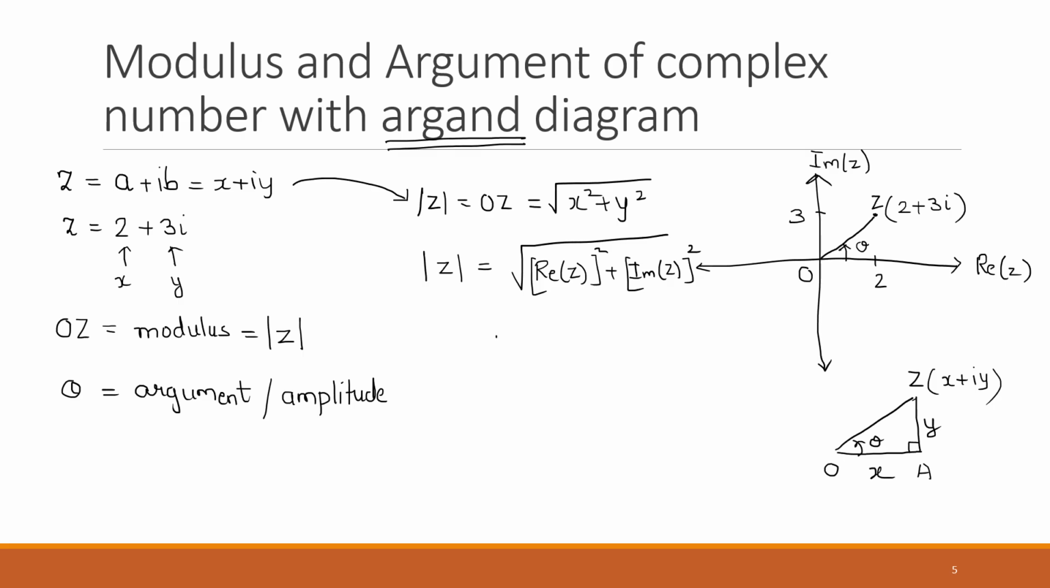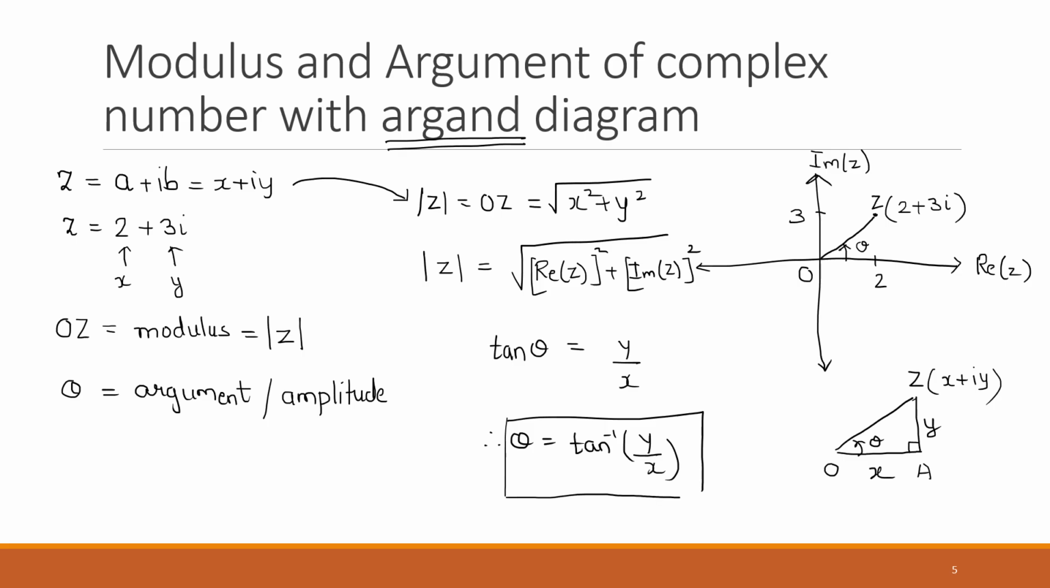Now tell me from the figure, what will be tan theta, children? Tan theta will be y by x. But I am interested in theta, so I'll get theta as tan inverse y by x. When the function goes to the right side, it becomes inverse. We will learn this in detail in 12th standard. So my argument or amplitude theta is given by tan inverse y by x, and modulus z will be the square root of x square plus y square.